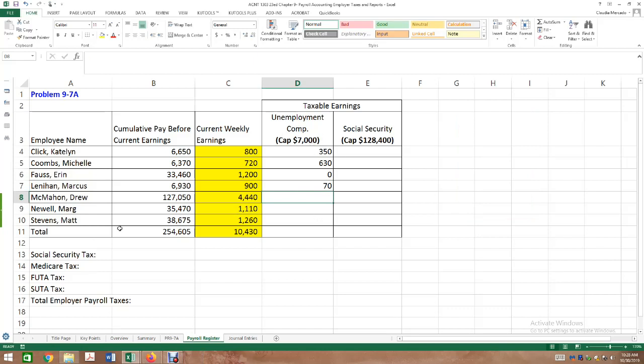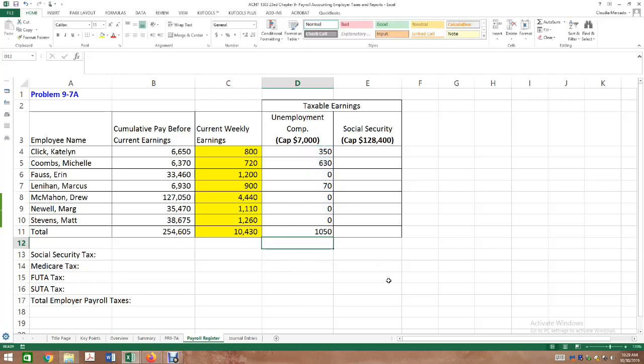So Drew McMahon has made $127,050. So this means that this employee has gone way above the cap. I do not have to pay any more taxes because we only pay taxes on the first $7,000. Mark Newell has also gone over the $7,000, so I'm not going to have to pay any taxes. Matt Stevens has gone over, so I'm not going to pay any taxes. Now I can get my total here. I'm going to add all of the amounts for my unemployment compensation.